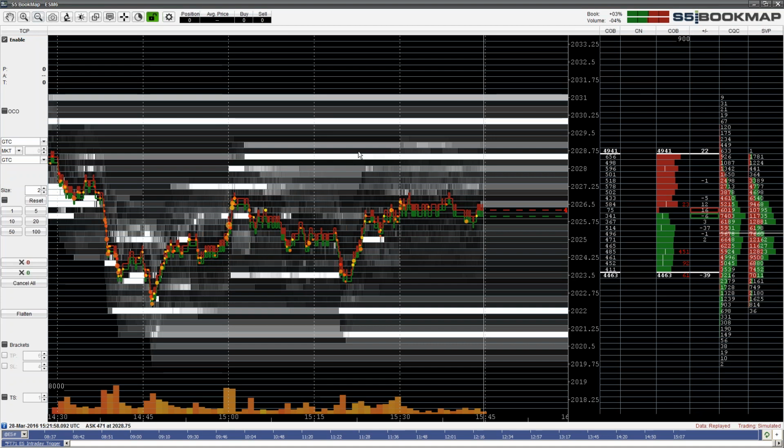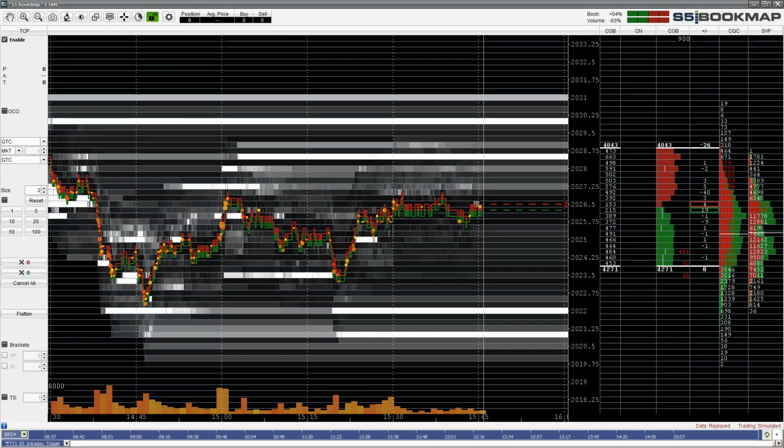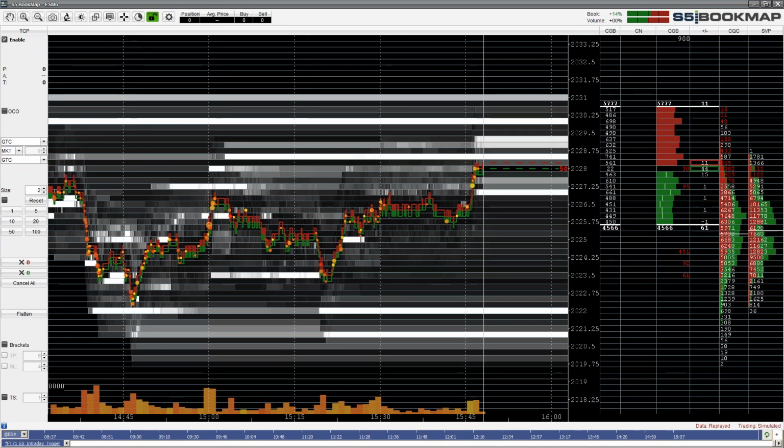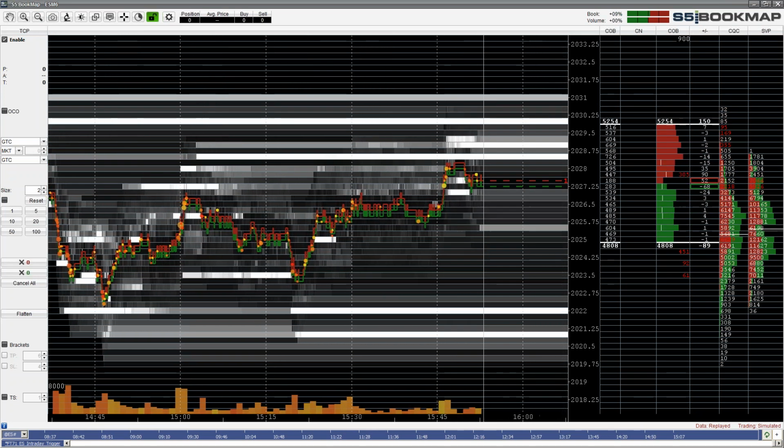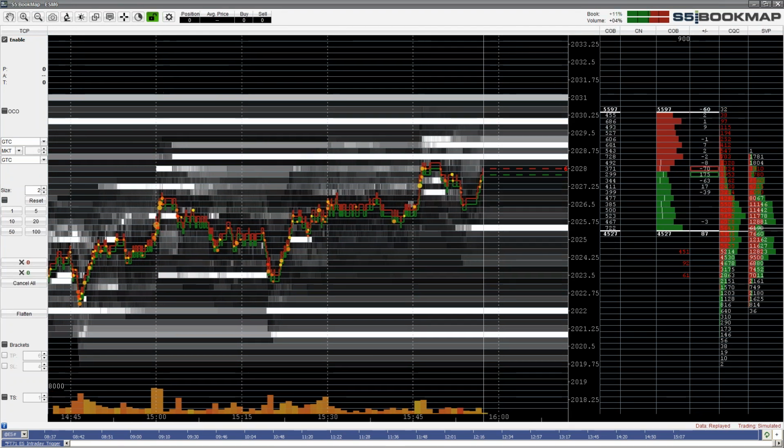I can show you a very consistent, repetitive motion or pattern to the market that can be exploited day in, day out. Let's speed this up quite a bit. You can see the size here on the offer coming in. That catches my interest.